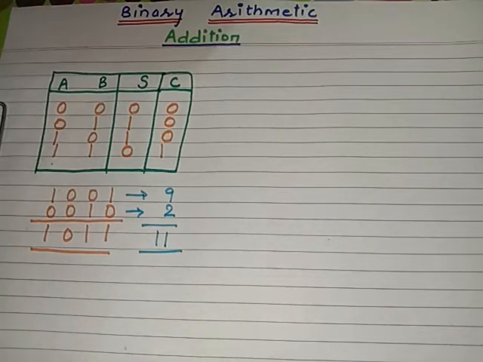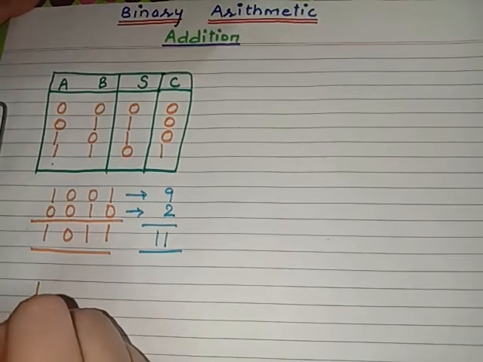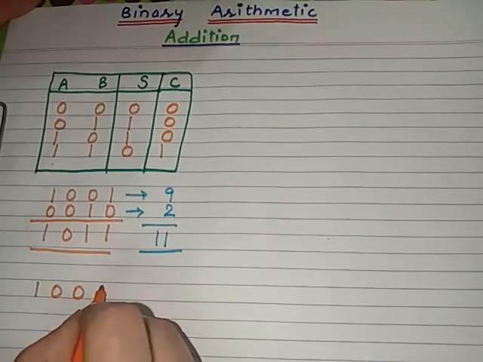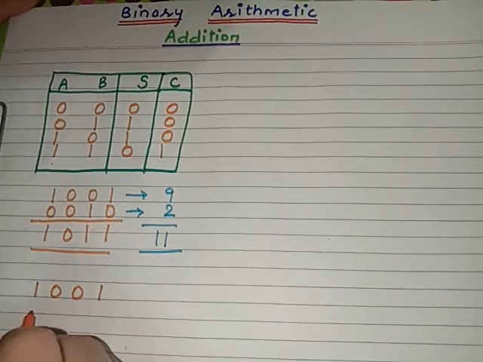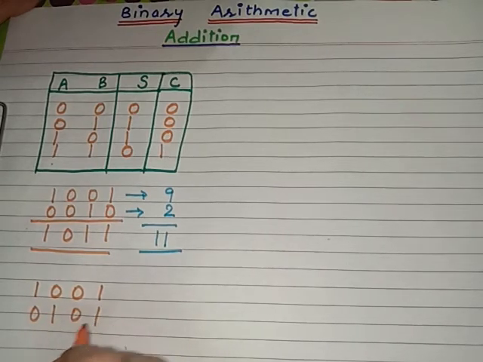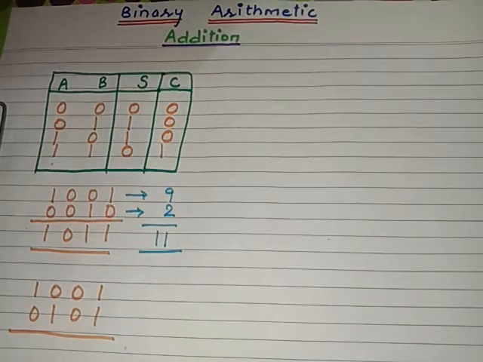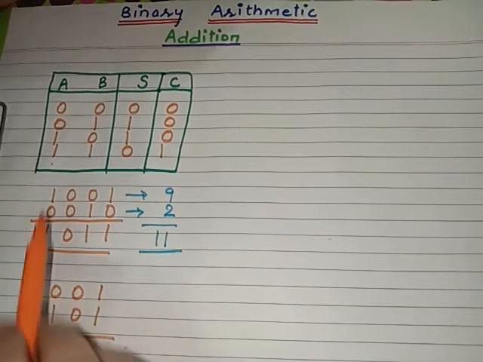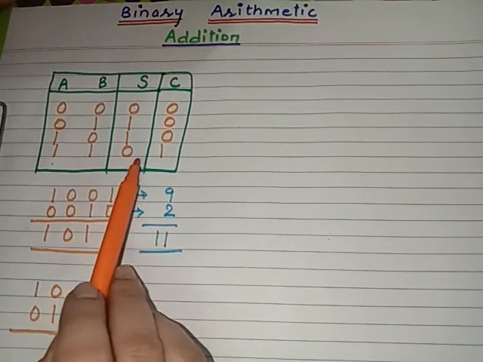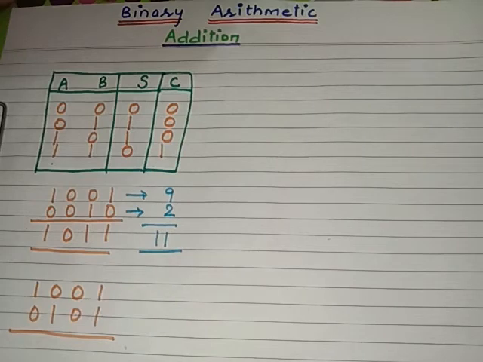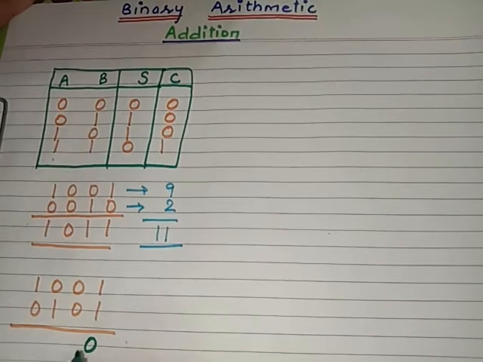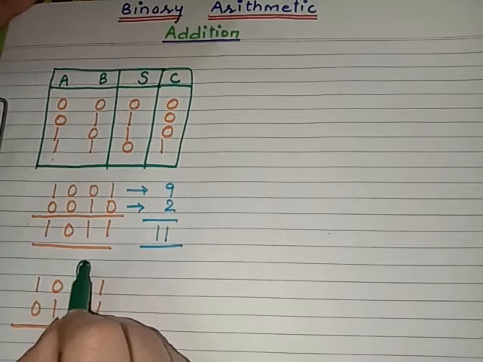Coming to the second example. Suppose again I have the number 1001, which is again 9, and I am going to add 0101, that is 5. Now I have to add these numbers. 1 plus 1, you can see, the sum is 0 and the carry is 1. So 1 plus 1 is 0 and 1 is the carry. I will write the carry here.